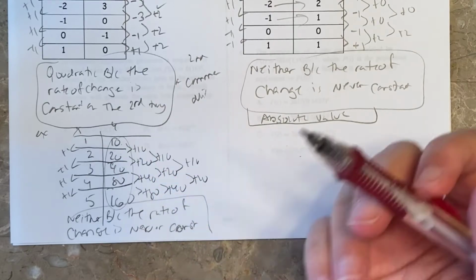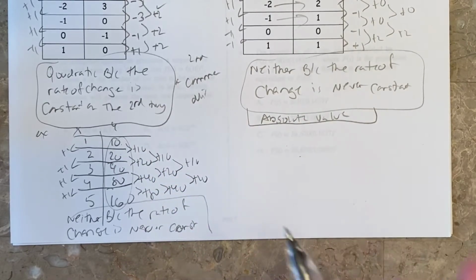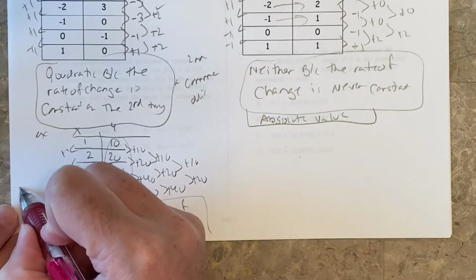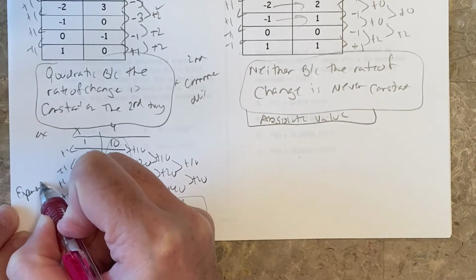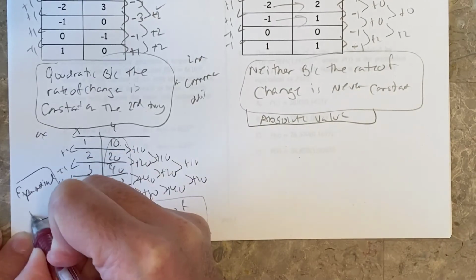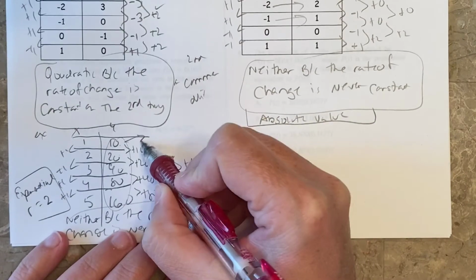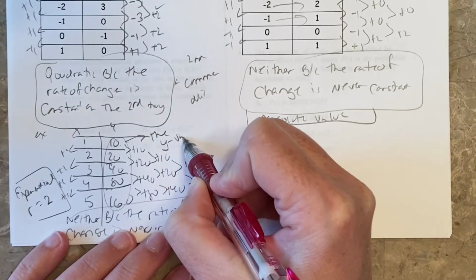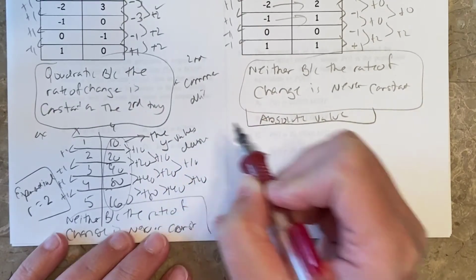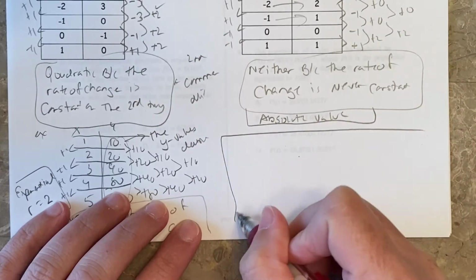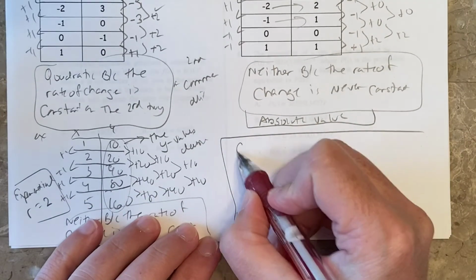If you notice, they're all doubling. If they're doubling, you should know by now double means exponential. So this is exponential and our ratio is 2. That's because we're looking and we see the y values double. Okay. All right, so let's check these on the calculator.